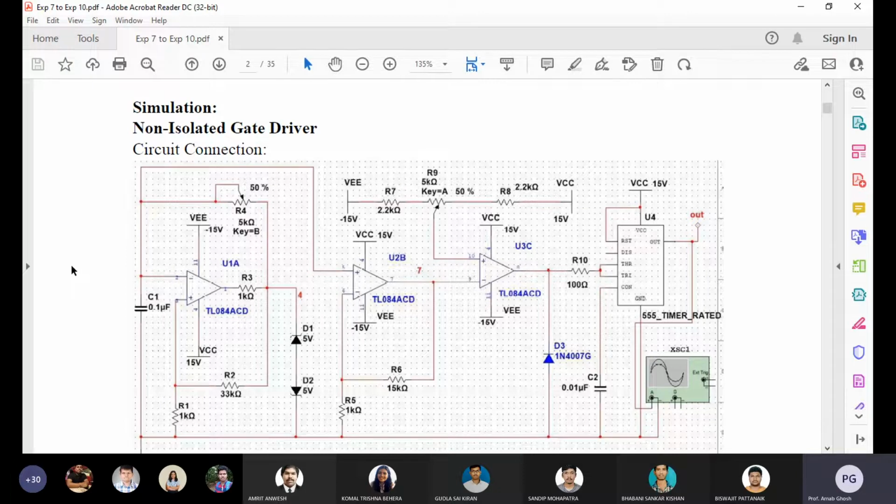Here you can see an inverting amplifier. Okay, so it's not non-inverting, it's an inverting amplifier. What is the gain of that amplifier? 1 plus RF by RI, feedback by input resistance. That multiplication is there, so whatever triangular waveforms you are getting, their height will be increased.